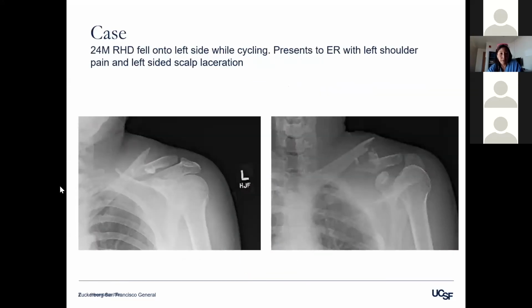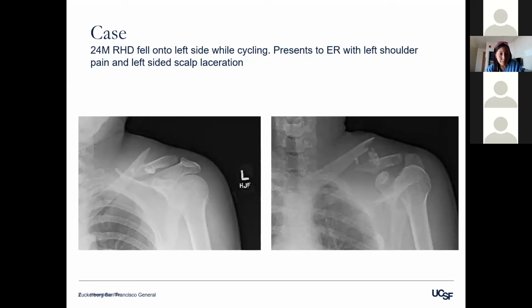So I was hoping to frame my talk around a case. I wrote down some of the folks who are on the call. So Ellen, this is a 24-year-old right-hand dominant guy who comes in, fell directly onto his left side while cycling, and presents to the ER with left shoulder pain and a scalp laceration, but otherwise he's alert, oriented, GCS 15. Can you quickly tell me what you see on the x-rays and what you'll be looking for?